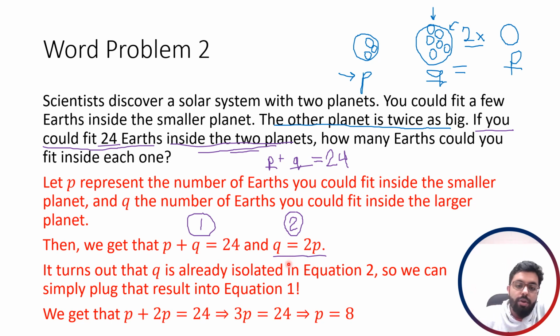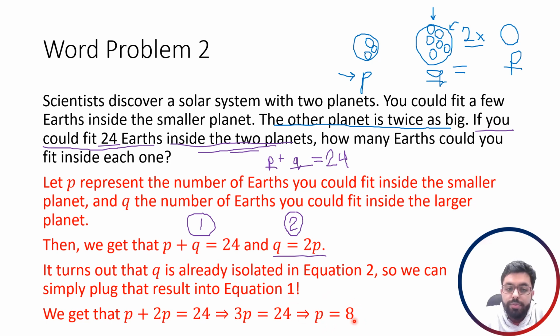Now, the nice thing about this problem is that Q is already isolated in equation 2. So I'm just going to take that answer, Q equals 2P, and plug it right into equation 1. Now, equation 1 was P plus Q equals 24. So in place of Q, I'm going to write 2P. So P plus Q becomes P plus 2P equals 24. And then if we just add those together, P plus 2P, that's 3P equals 24. Divide both sides by 3, and you get P equals 8.